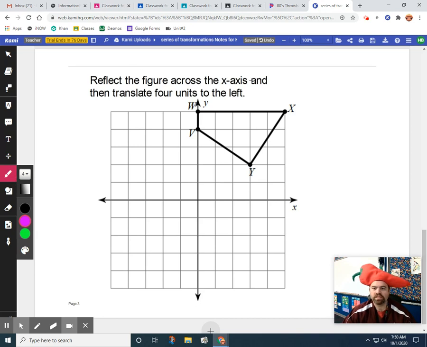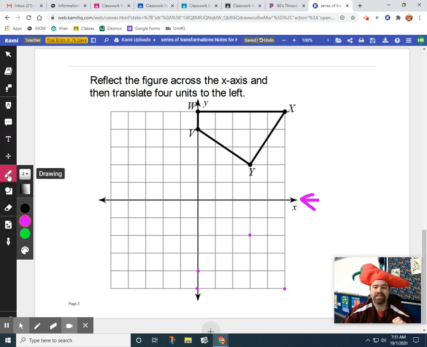So reflect across the x-axis. So here's my x-axis. So these points are going to flip down below the axis. So W is going to go all the way down here. V is going to be 1 unit above it. Y is going to be 2 units below. And X is going to be all the way down here in the corner.